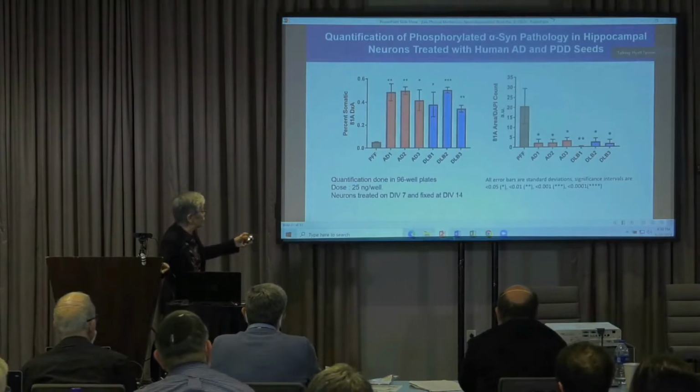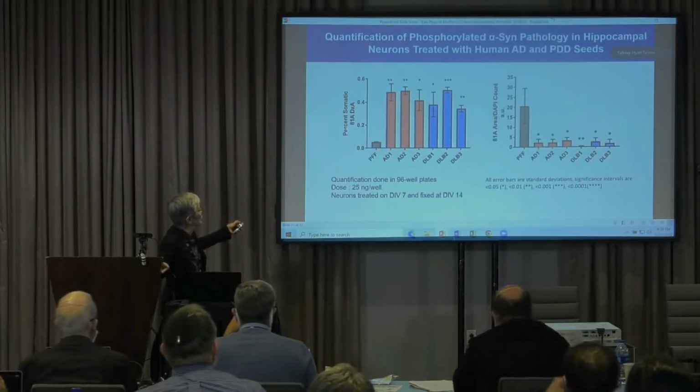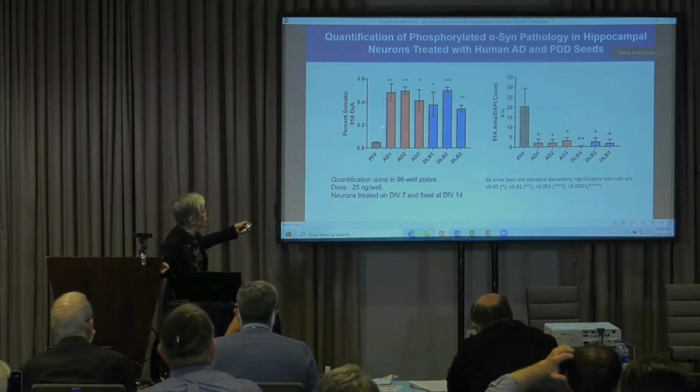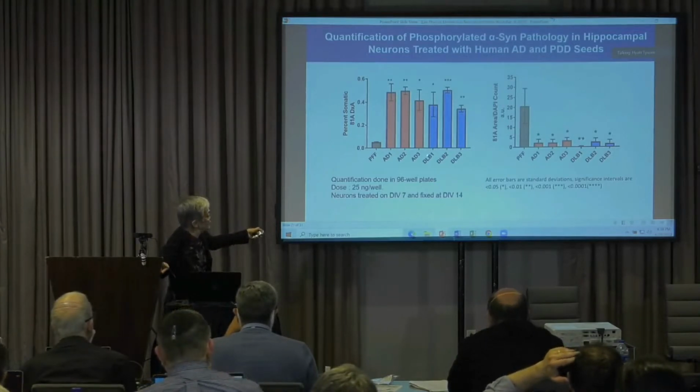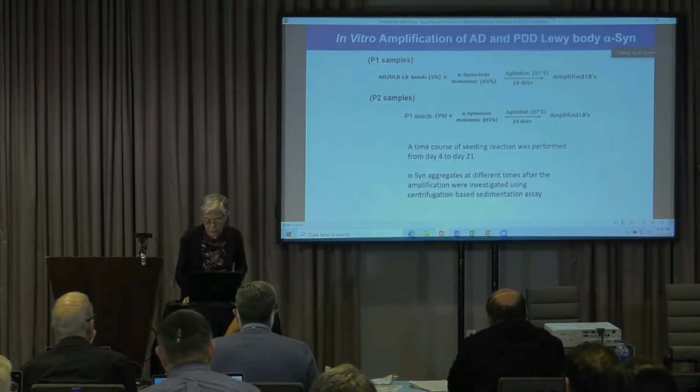And so this is just a quantification. You can see the percentage of soma in PFF-induced pathology is a very small number, whereas the AD cases and the DLB cases induce a lot of cell body pathology.